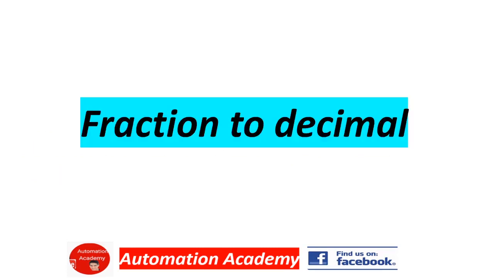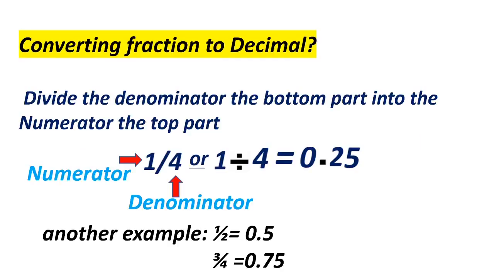Our next topic is fraction to decimal. Converting fraction to decimal. Divide the denominator, the bottom part, into the numerator, the top part. 1/4, for example, 1 is the numerator, 4 is the denominator, or the same as 1 divided by 4 equals 0.25. Another example, 1/2 equals 0.5, 3/4 equals 0.75.